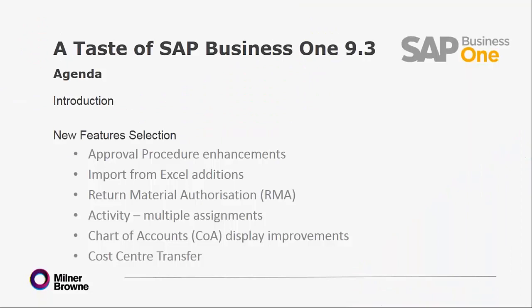Okay, so what are we going to be seeing today? After a quick introduction, we'll move into looking at a selection of the new features. As always, I've picked a few major and a few minor features for today's taste of the new release of SAP Business One 9.3. For those of you who've attended these before, it's not an exhaustive list, and for those of you who saw our last webinar, you'll be aware also that enhancements to support GDPR will be included in the next couple of patches.